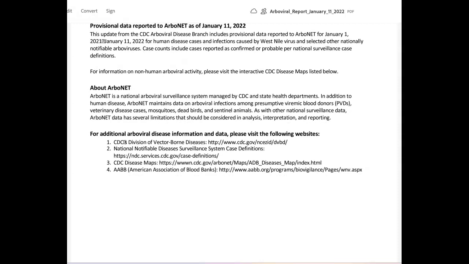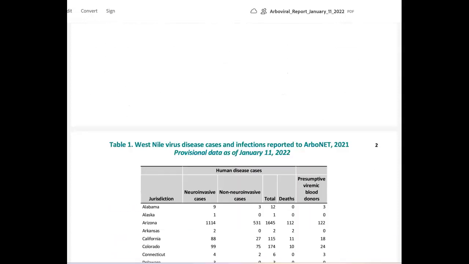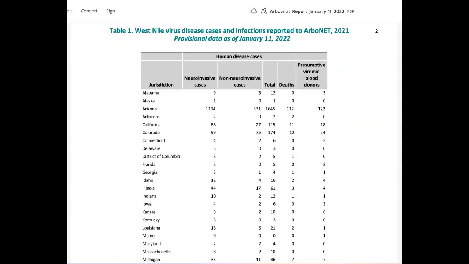So as with other national surveillance data, ArboNET data has several limitations that should be considered among analysis interpretation. So West Nile virus, again, I told you that was one of the most frequent diseases. In fact, if we look at Arizona here, 1,114 cases of neuroinvasive, and then 531 non-neuroinvasive cases. And look at this, West Nile virus in Arizona tops in the number of deaths at 112.